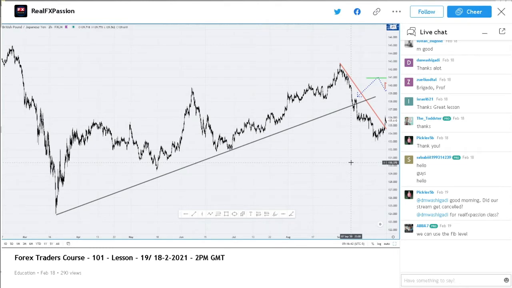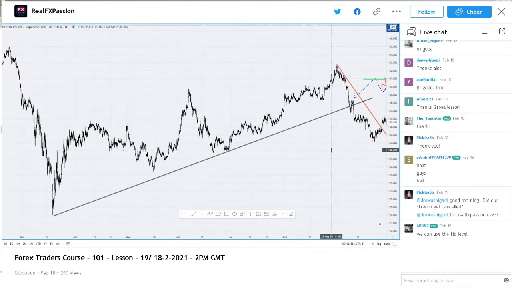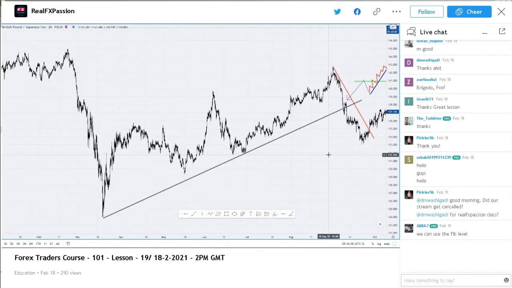Just give me a second, everybody. Past support, previous pivot point, previous high. Okay, Pickle says previous high. Okay, so we are going to wait, everybody.